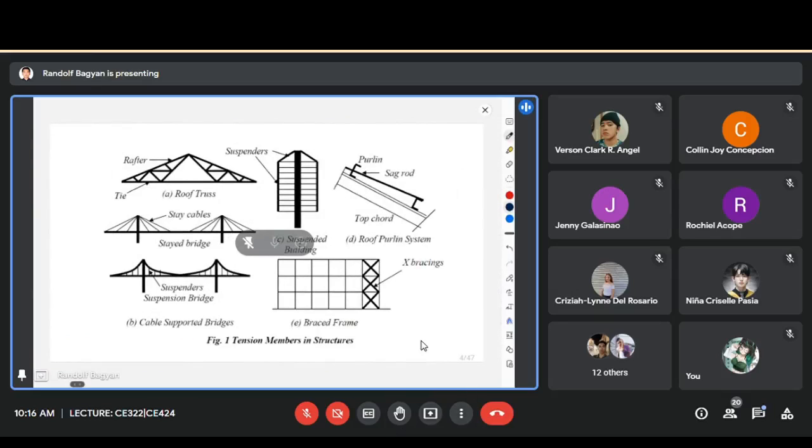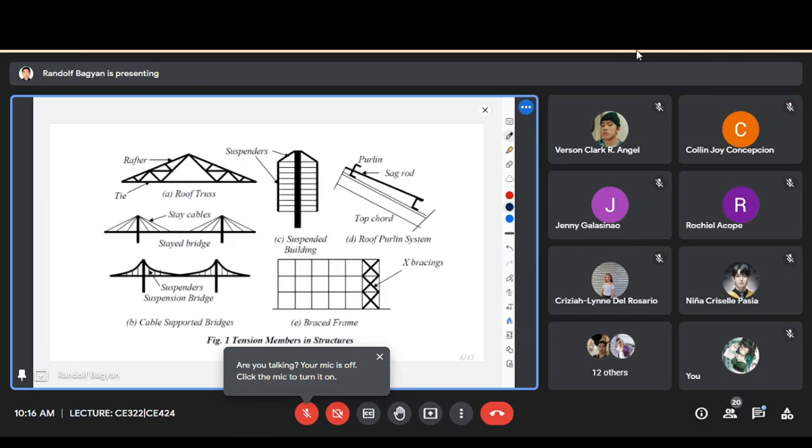Alright, so those are examples of tension members. Usually in our structural analysis, these top chords, these parts, are subject to tension, right? Due to the applied loads here. Right, the loads on our trusses are only applied at the joints.